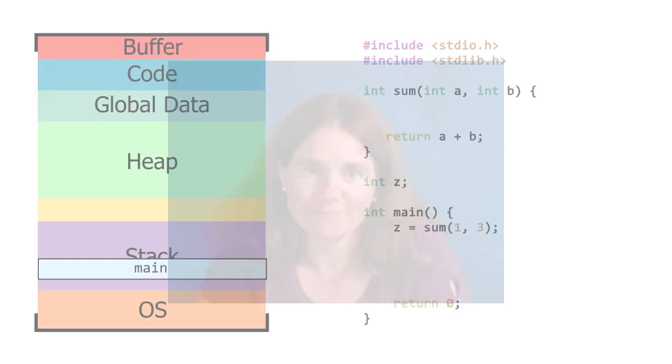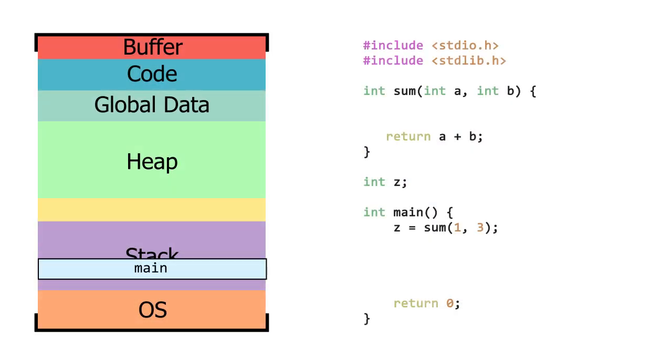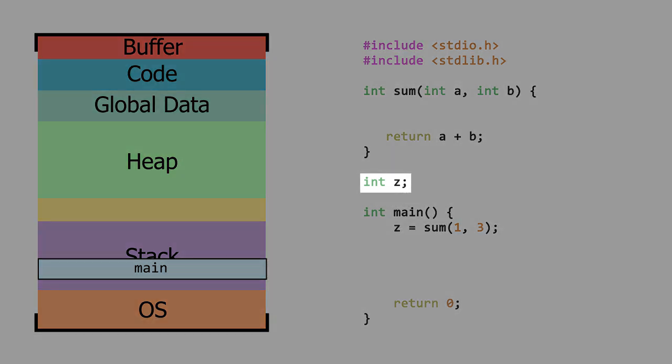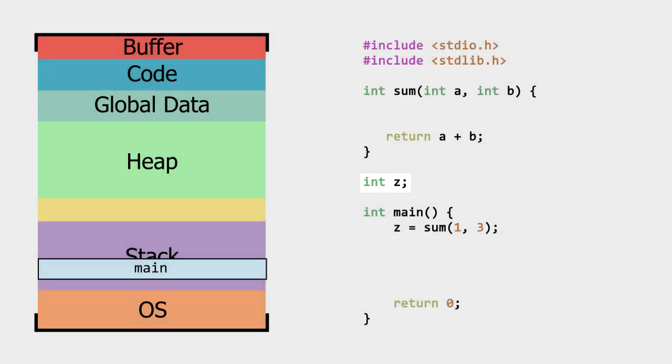In the previous video, we looked at the code and stack segments of memory, where we store code and local variables for functions. In this video, we'll look at global and dynamic memory. If we assign a variable outside of main, then it is a global variable that exists everywhere. That is, we can access Z in both the main method and the sum function.